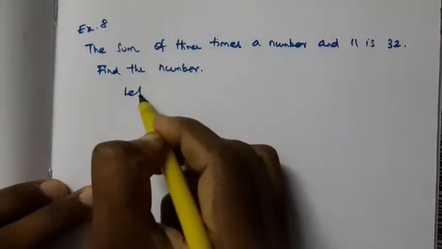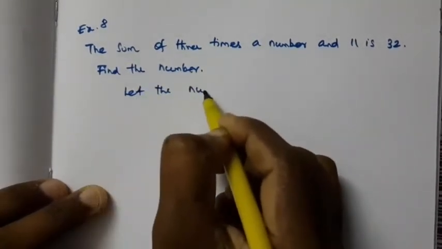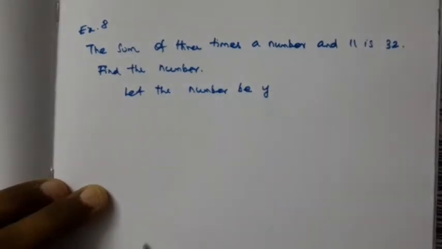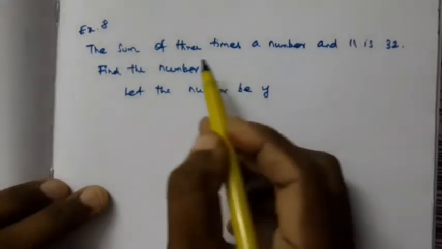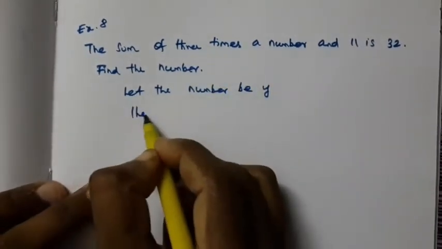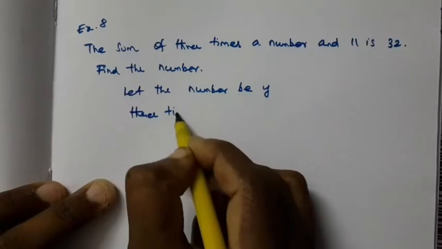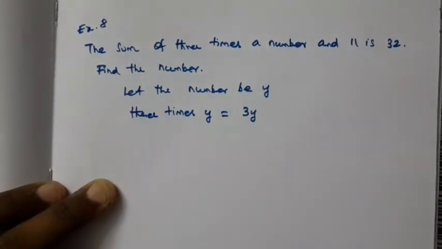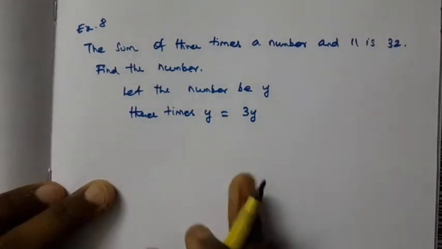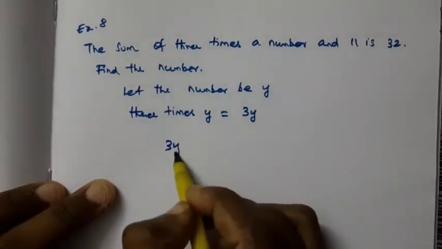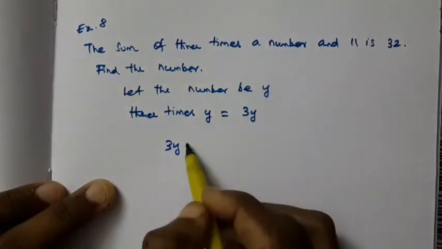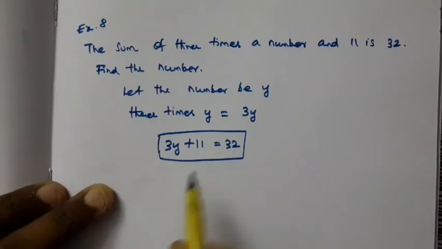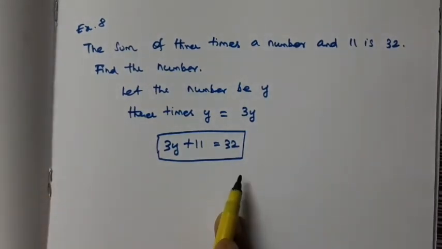So I will let the number be y. If the number is y, what is 3 times a number? 3 times y is 3y. 3 multiplied by y is 3y. So the sum of 3 times a number and 11 is 32. So the equation is 3y plus 11 is 32.